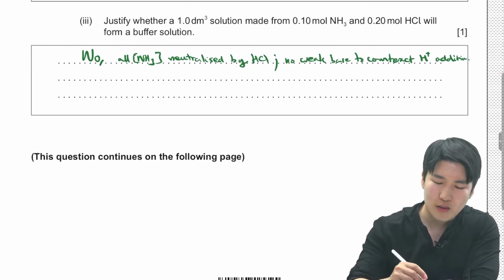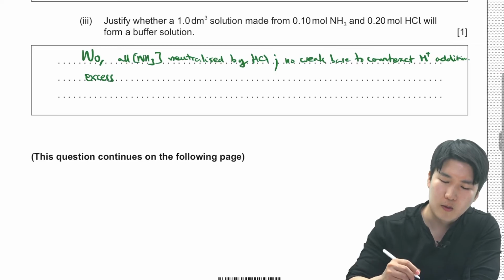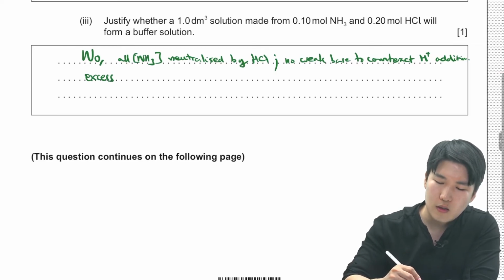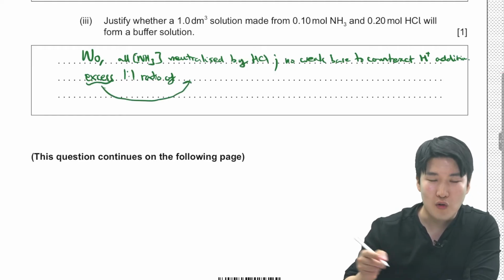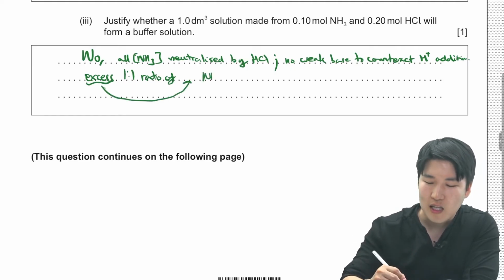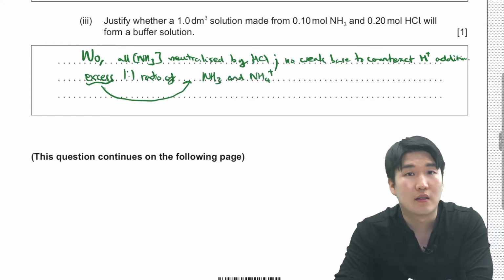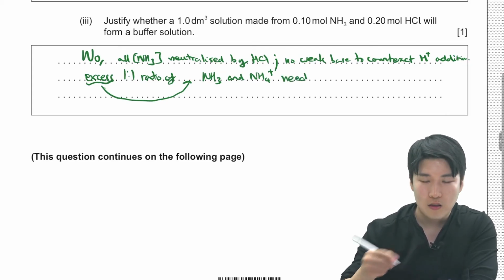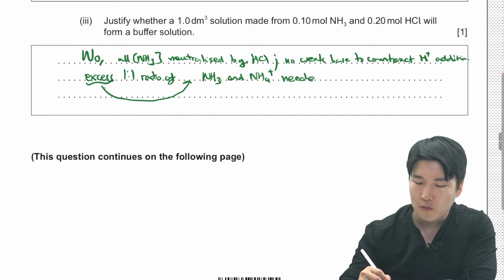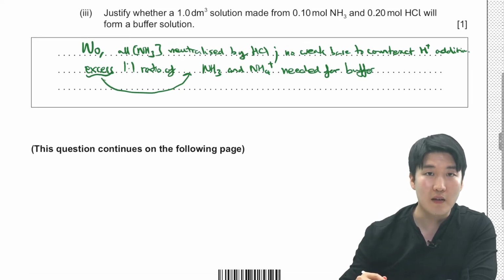Ideally, we want excess, a 1:1 ratio of excess NH3 and NH4, the conjugate acid. We need this mixture for the buffer effect.